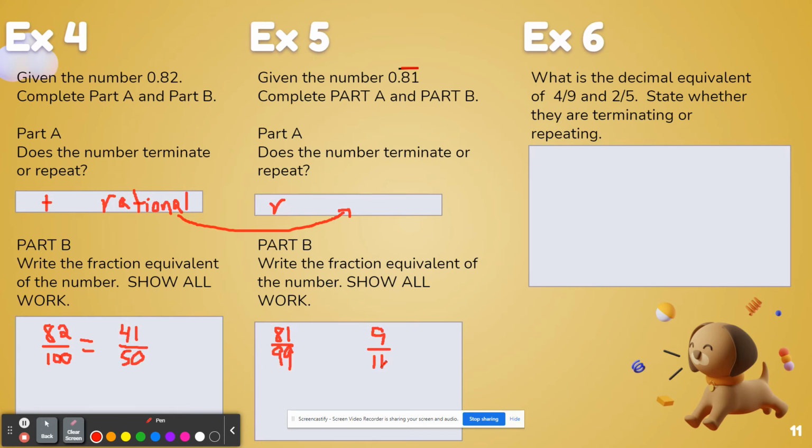9/11ths. Anything that repeats, you take the repeating part and put it over that many nines. So there's two digits that repeat, 8 and 1. It goes over 9, 9. And then you can reduce from there.